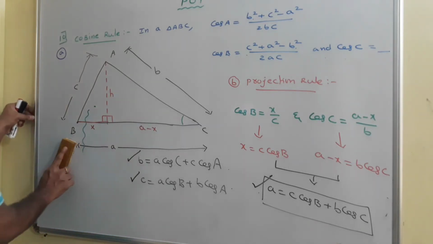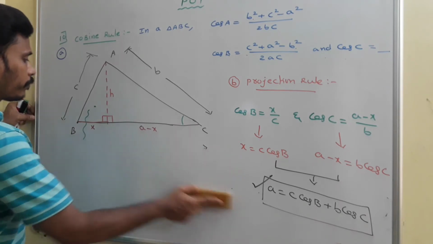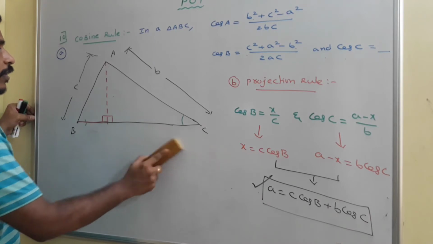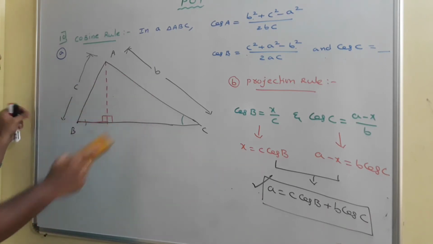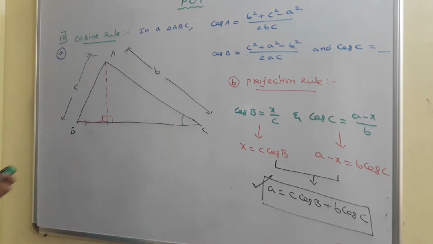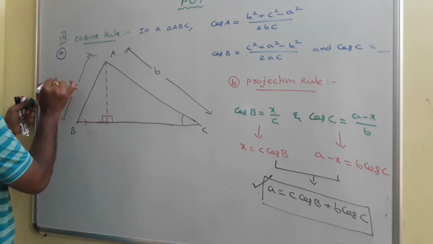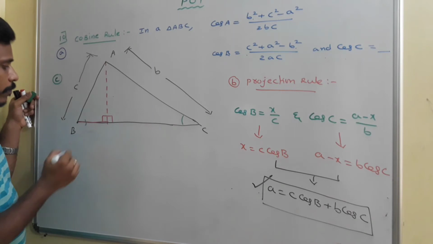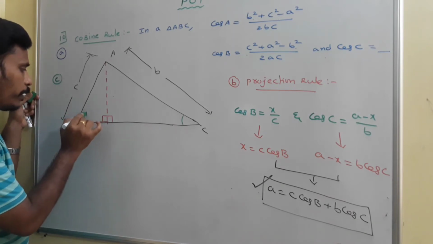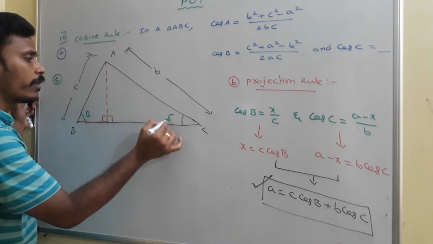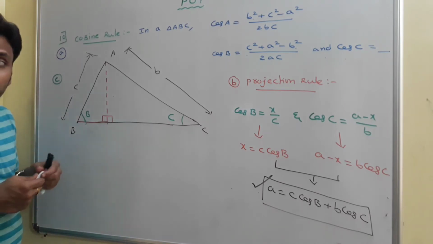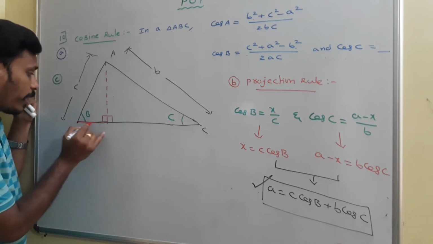The next situation is sometimes, suppose there is no height, there is no x and everything. I have just a triangle, okay? You just mark it as A, B, C. This side length is c, right? This angle is B. This side length is b. This angle is C. First, suppose you are finding this particular line length, segment length, okay?